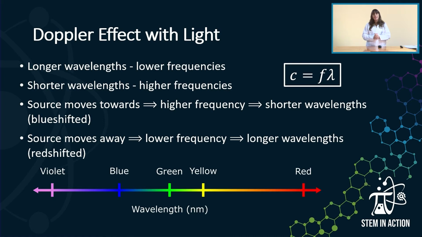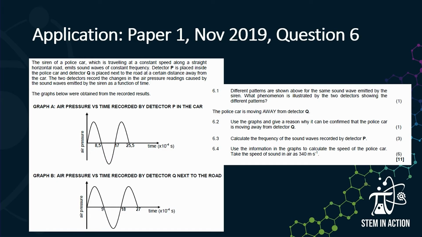Most stars are seen as red shifted, and so the light we see from them is more on the red end of the spectrum. This tells us that they are moving away from Earth, and we can therefore conclude that the universe is expanding. Let's have a look at some applications of Doppler effects. We'll first have a look at paper 1 from November 2019, question 6.